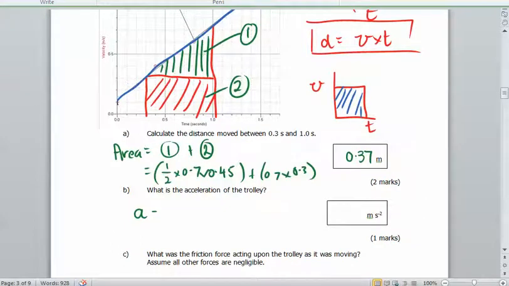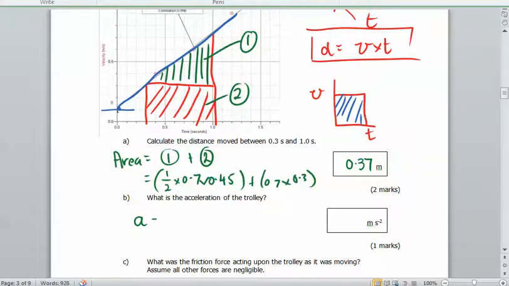I, for example, might take this point here being exactly 0.1, and I might take this point up here being 0.6 meters per second. So the acceleration is the gradient of the slope, or rise over run. So I've got that it rises from 0.1 to 0.6. So it rises 0.5 meters per second, and that happens in 0.8 seconds, is it? I think so, yep, that's right.